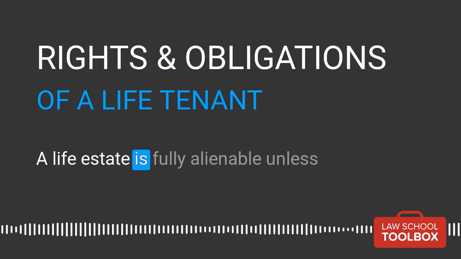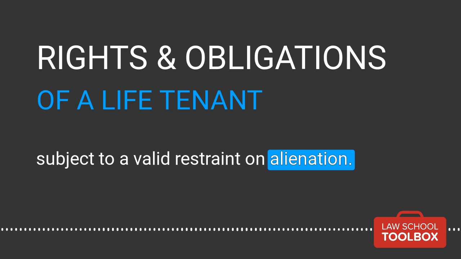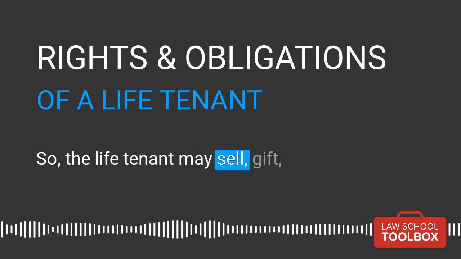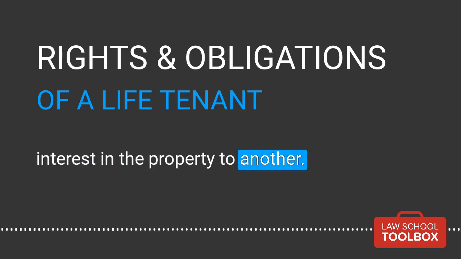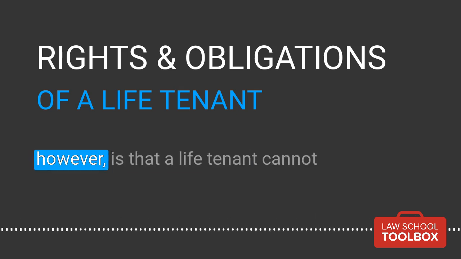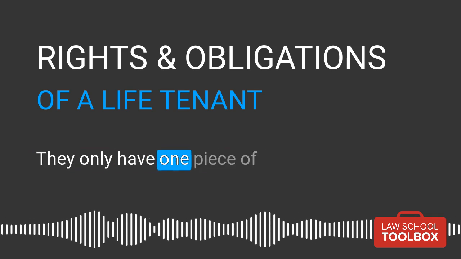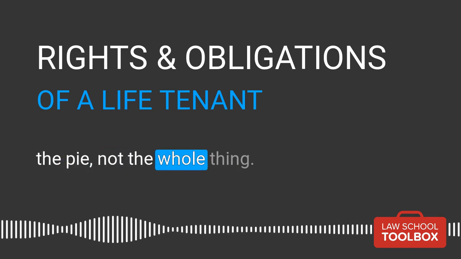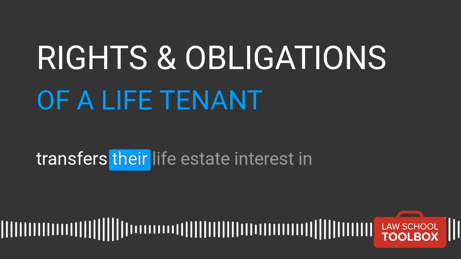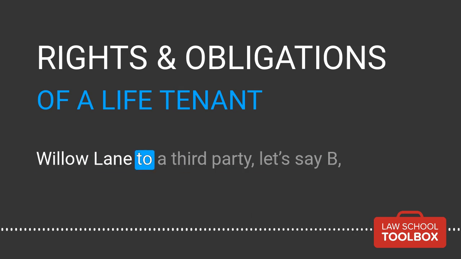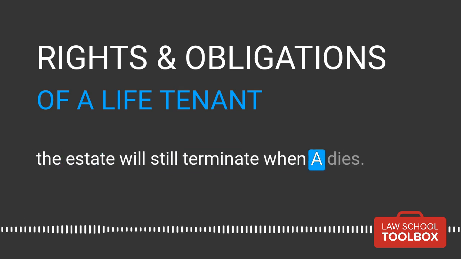A life estate is fully alienable unless subject to a valid restraint on alienation. So the life tenant may sell, gift, mortgage, or otherwise transfer their interest in the property to another. The key to remember here, however, is that a life tenant cannot convey more than they have. They only have one piece of the pie, not the whole thing. So even if A, from our original example, transfers their life estate interest in Willow Lane to a third party, let's say B, the estate will still terminate when A dies.